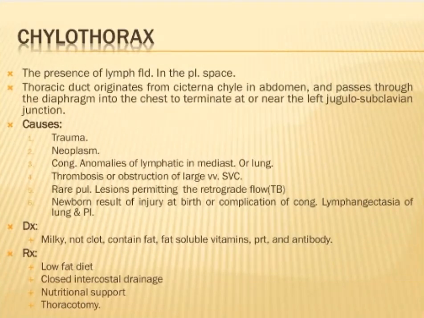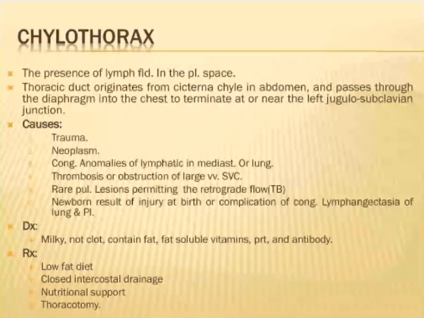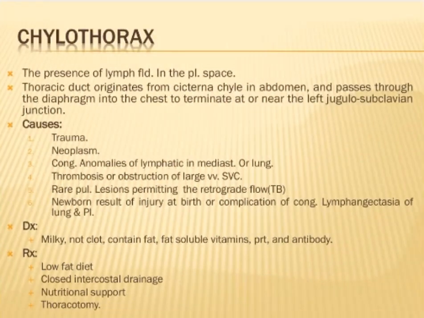The most common is trauma. The second one may be neoplastic, or there may be congenital anomalies of the lymphatics, mediastinal or in the lung, either lymphangioma, or thrombosis or obstruction of the superior vena cava, or a rare pulmonary lesion that leads to retrograde flow. Also in cases of TB, or in a newborn resulting from injury at birth and its complication, or congenital lymphangiectasia of the lung or pleura.